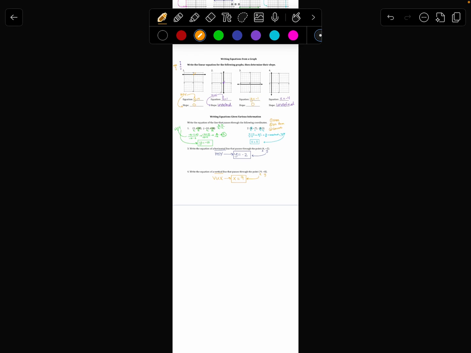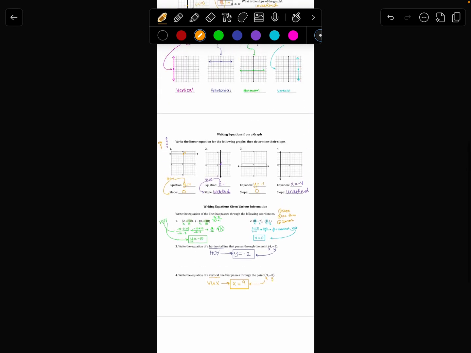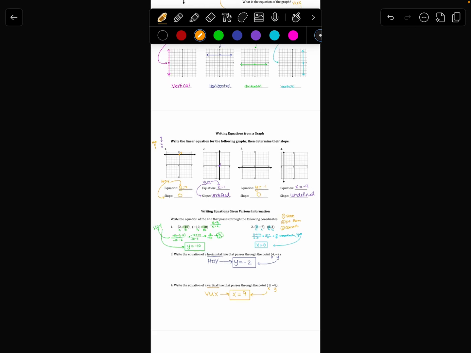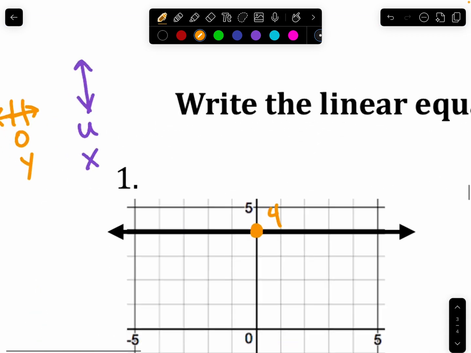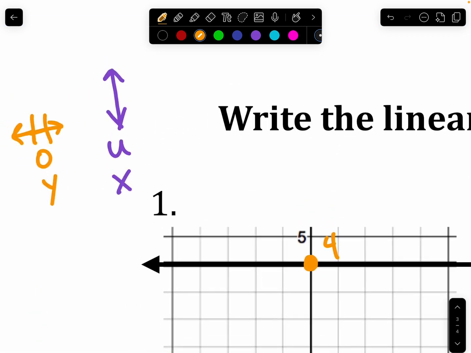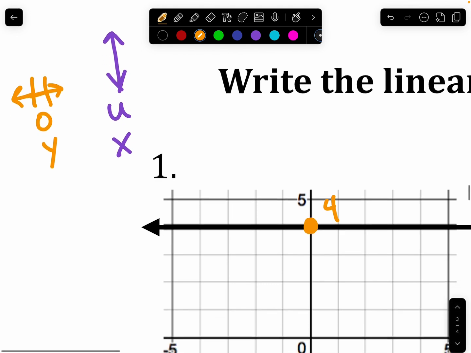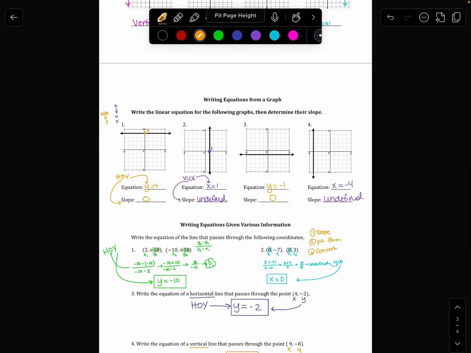That is how you write equations and graph horizontal and vertical lines. Please try to use Hoy and Vux when you can. It's really going to help you remember the differences between like the slopes and the equations and all of that. And then use any of the tools that I taught you, like writing the H as your horizontal and then writing your V as the up and down arrows on a vertical line, just to kind of help you figure out how things work out.